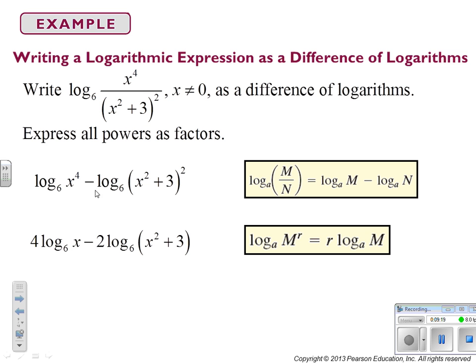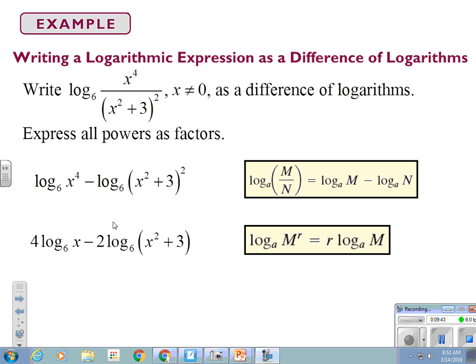Why can't we use the addition property on x squared plus 3? Why can't we write that as log base 6 x squared plus log base 6 3? Why can't we use that logarithmic property for that? So we can't use the multiplication property because we don't have multiplication right here. So we are done with this after we take the exponents and put them out front.